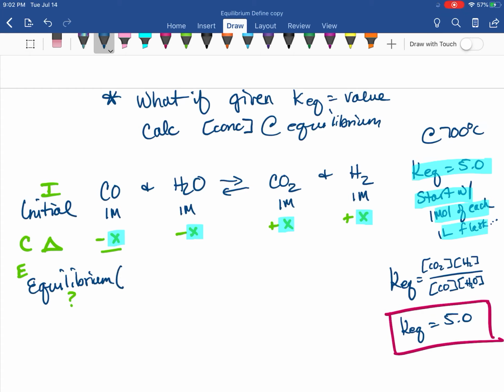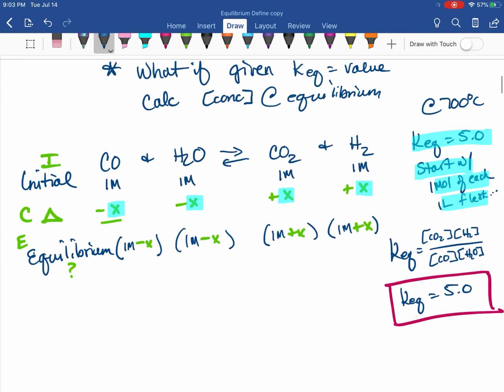So then at equilibrium, what will that look like? What will CO look like, carbon monoxide? Well, we're starting with 1 molar, but we're going to subtract some. Same with water. We're starting with 1 molar, but we're going to subtract some. Okay, and then our CO2, we've started with 1 molar, and now we're going to add some. And we have the exact same thing with our hydrogen.